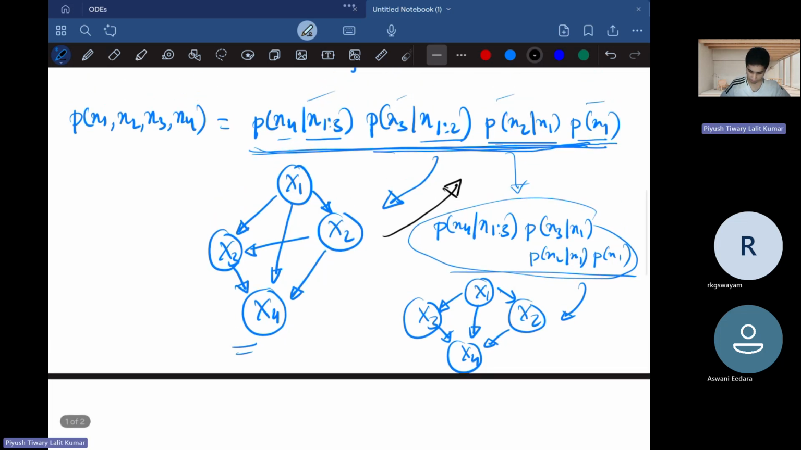Right. So that is why we are going to work with PGMs, and that is basically the framework we are going to work on. But one question is, is this graph unique?